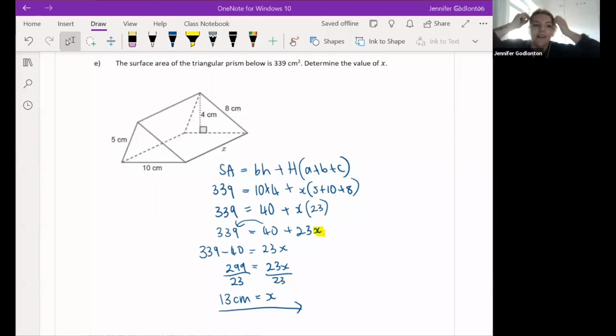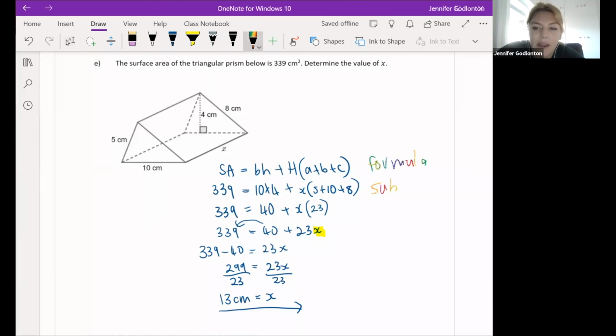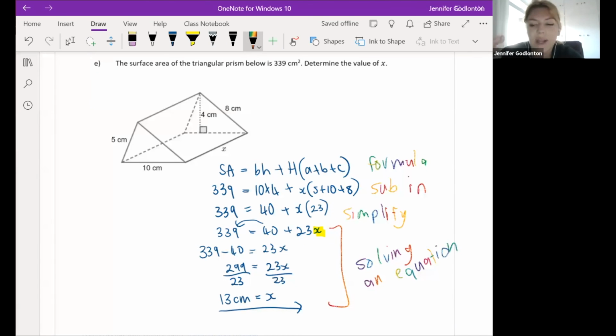We celebrate. Okay, so whenever we have a weird question like this, just remember your steps. Always write out your formula first. That's always the first thing to do. Second thing is we sub in whatever we can that we know. Then we simplify as much as we can. Then all of this is just solving an equation, so you're solving for x. Whenever you're given a question which is a little bit different or out of the blue, just remember your steps. Write out your formula, sub in, simplify, solve.